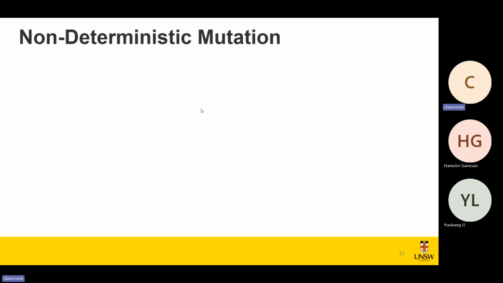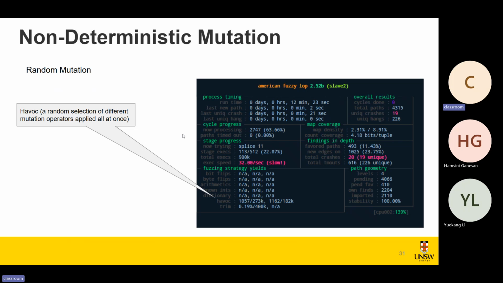So basically, these mutation operators will give us the same set of test inputs every time we run them on the same seed. And non-deterministic mutation is basically just random mutation. We can see this Havoc. It will randomly select some mutation operators and apply them all at once to the target. So it will randomly flip some bytes or add some numbers to the target program. The second one here is called splice. Splice basically selects two seeds and randomly exchanges file content between the two seeds. So this is called splice.